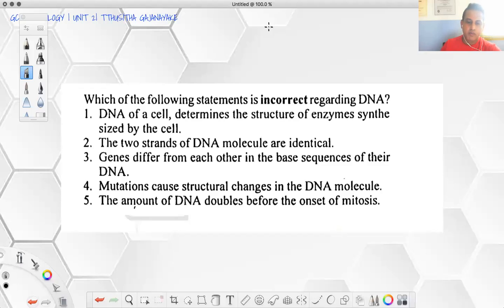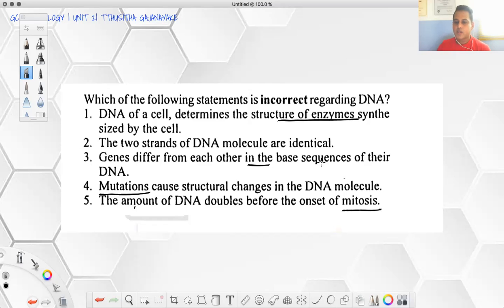Yes, some of them correctly answered. Let's forget 1, 3, 4, 5 because you haven't learned mitosis yet. And you didn't learn mutations. It's coming up in the next lessons, future lessons. What is mutations? What is mitosis? And you haven't learned about protein synthesis. And you haven't learned about the genetic codes and the genes. But today you learned the two strands of the DNA molecule are not identical. So incorrect. Identical is incorrect.